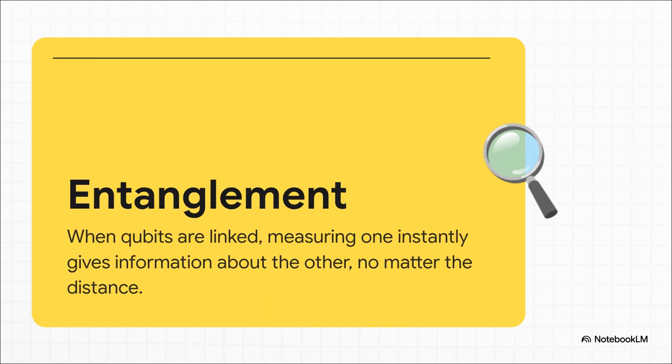Next, we have entanglement, and this is where things get, frankly, a little spooky. You can take 2 or more qubits and link them together in a special way. Once they're entangled, their fates are intertwined. If you measure one, you instantly know the state of the other, even if it's on the other side of the universe. It's a mysterious, powerful connection that lets quantum computers handle complex relationships that would choke a classical machine.